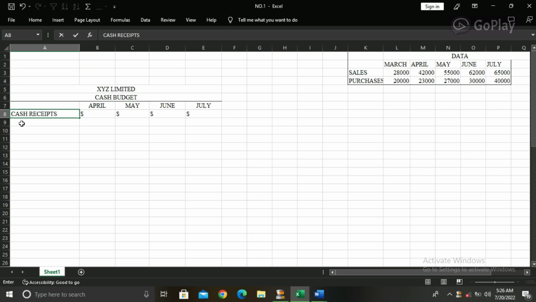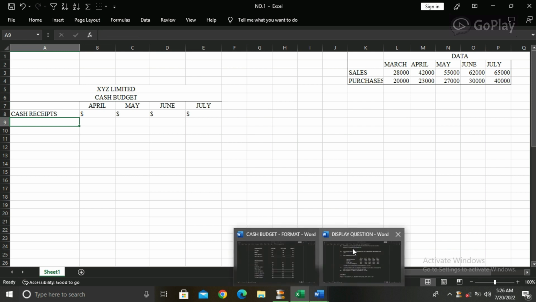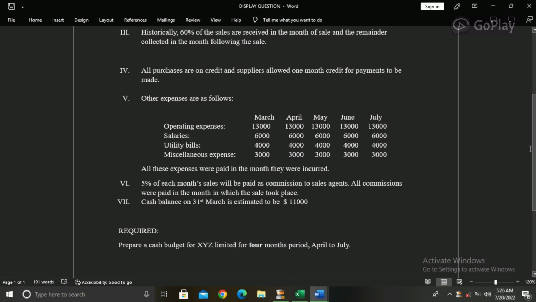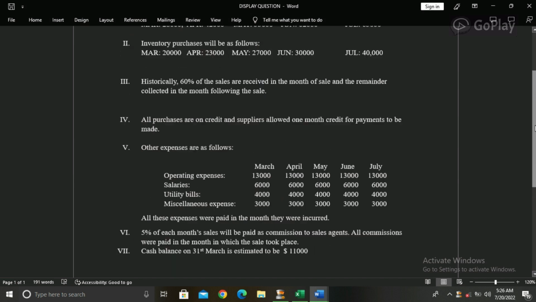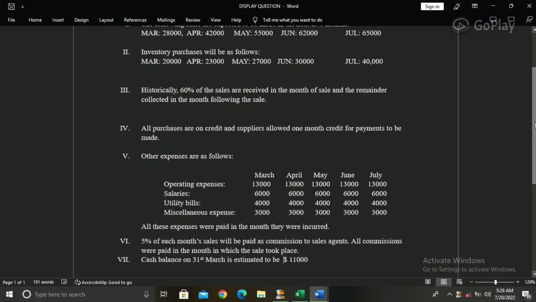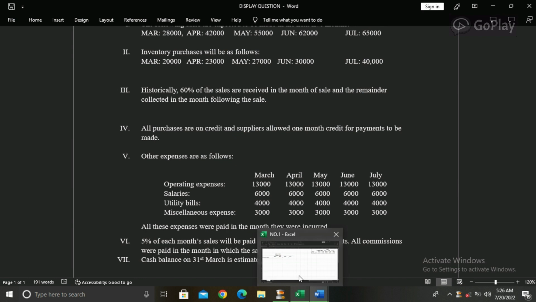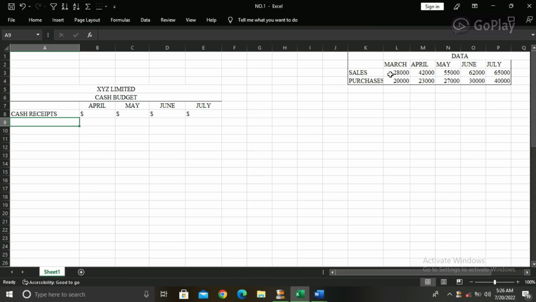Yes, after getting the cash receipt, now let's take the questions one by one as we solve it. So the question is saying that, historically, that's the third item. Historically, 60% of the sales are received in the month of sale, and the remainder collected in the month following the sale. So it means that for each of these sales, 60% are collected in the month in which the sale took place. Then the following month, the remainder is being collected.